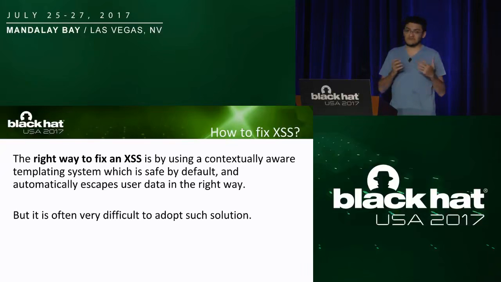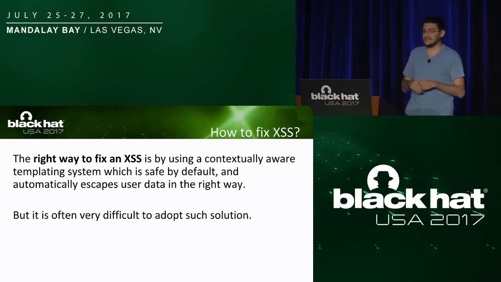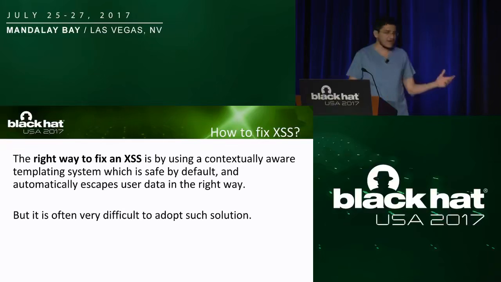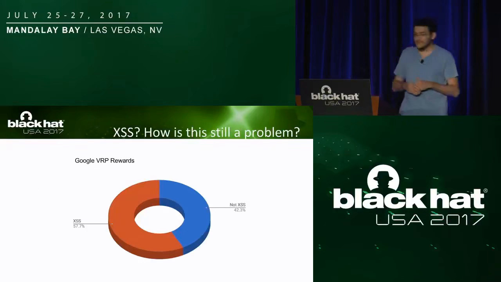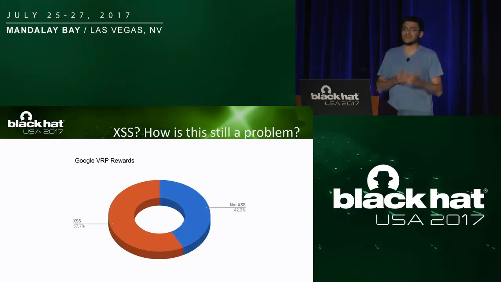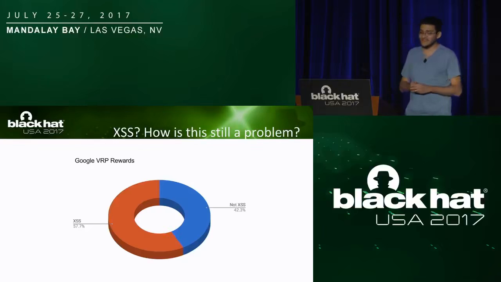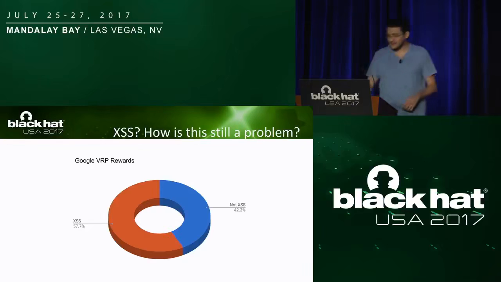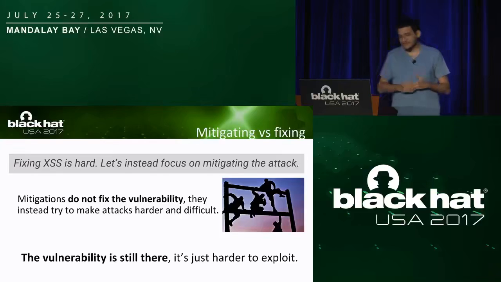And this has proven to be very difficult for the industry, and in our case, we work at Google, and we also had troubles. This is a graph representing the amount of money we've paid as part of the Google Vulnerability Reward Program, and it represents how much we paid for XSS and for everything else combined. As you can see, the vast majority of bugs is XSS, like two-thirds or so. So fixing XSS is hard, or at least has been hard for us. So let's instead focus on mitigating the attack.